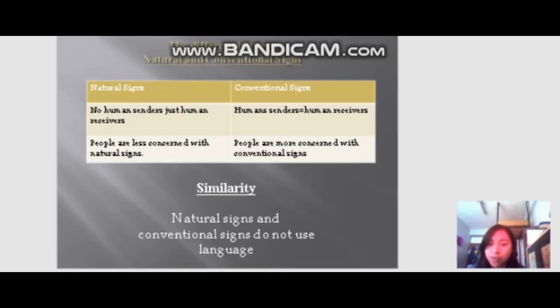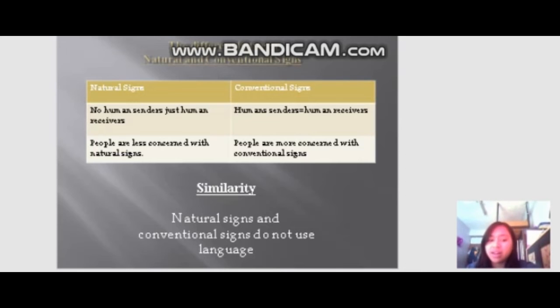Okay, and for conventional signs, I choose a bell. So, we live on campus, right? And we often hear a bell. Especially for me, I live on campus, and I often hear a bell. So when I hear a bell, I will go to the cafeteria or I will go to sleep. It means that the bell signifies that it's time to eat and it's time to sleep.